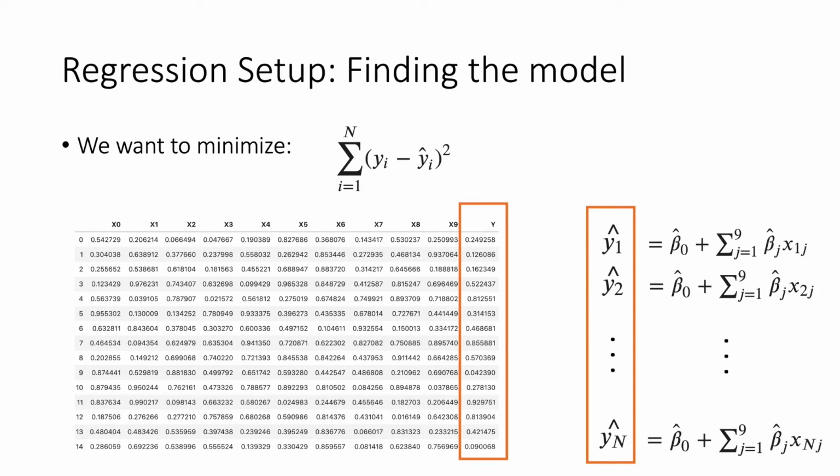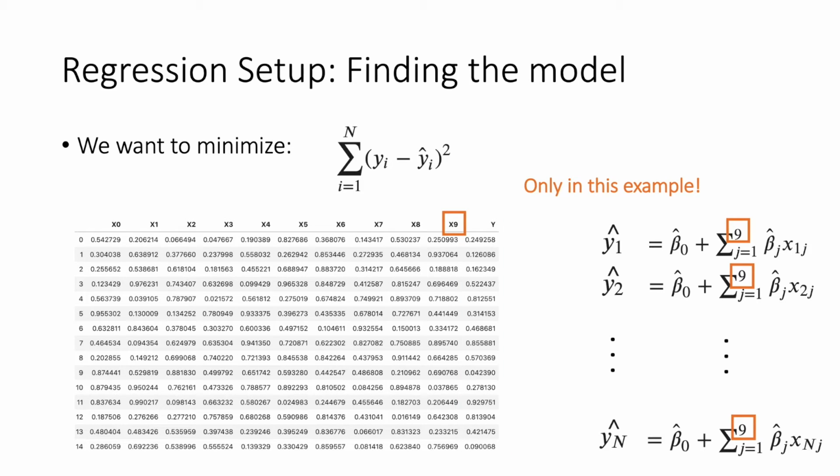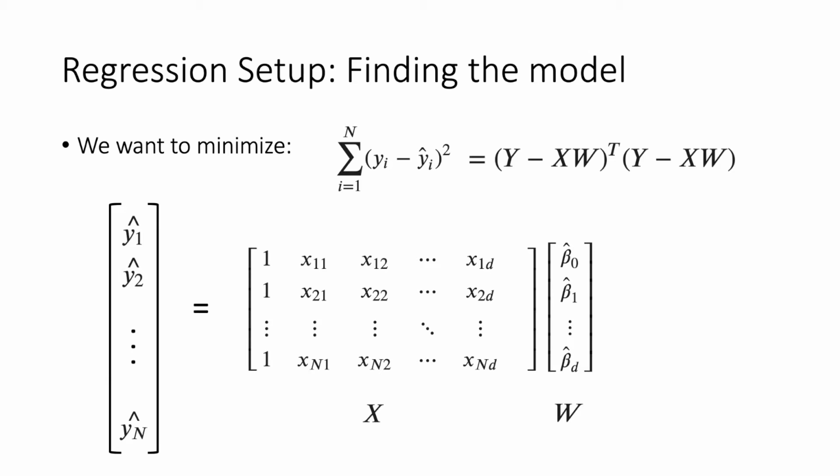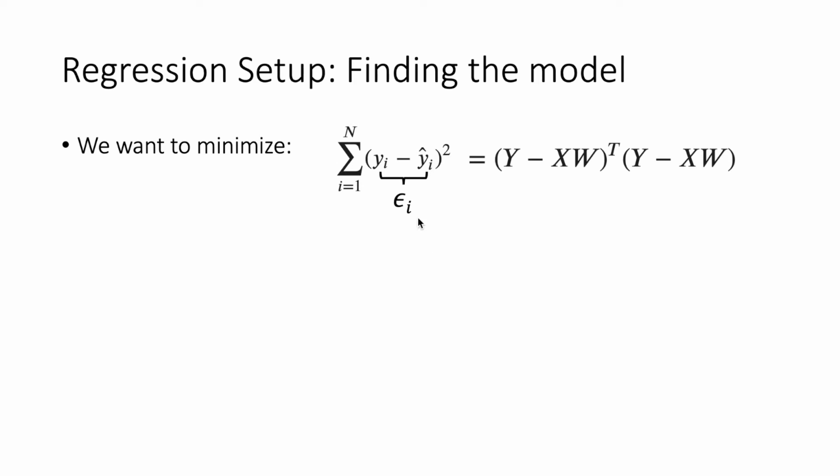Recall that each of these y hats is a linear combination of the inputs. In this case, we're using 9 just in this particular example, but this could be extended to any dimensionality. Recall that this can be represented with matrices, where that square difference can be represented as a multiplication between y minus the linear combination of the x's, transposed, times the same thing. And recall that this is the error.